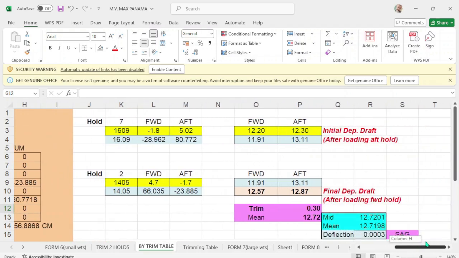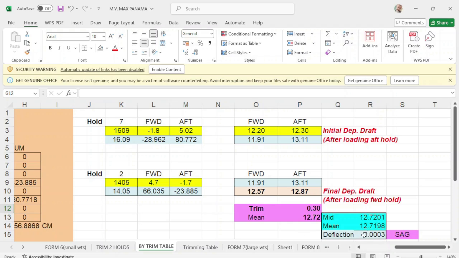And the resultant would be, once you load hole number 7 of 1609, this will be your initial drop of 11.91 forward and up 12.11. Once you finish loading in hole number 2, your final drop forward will be 12.57 and up drop will be 12.87. Your trim is 30 centimeters. Your main drop is 12.22 and your deflection is 0.